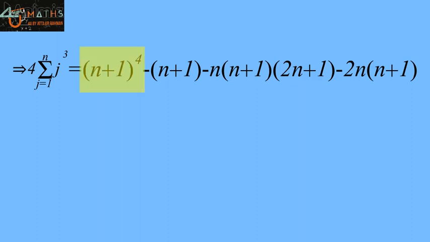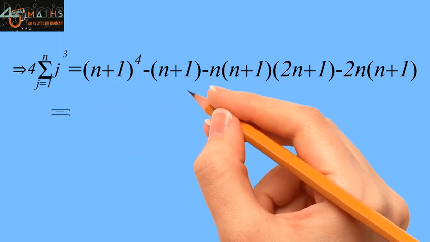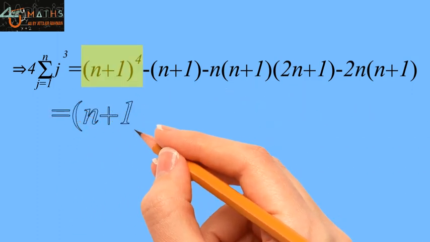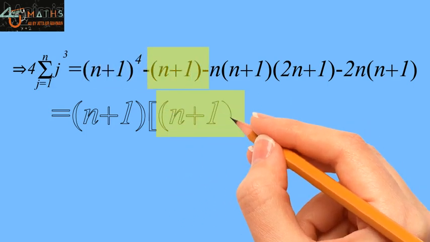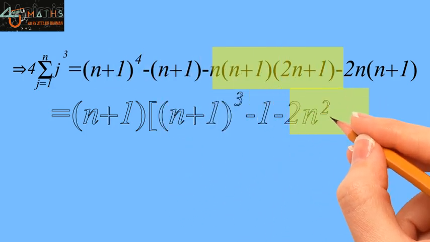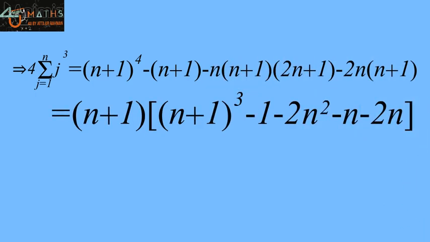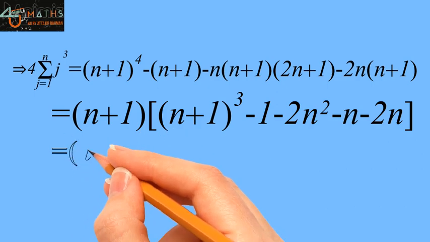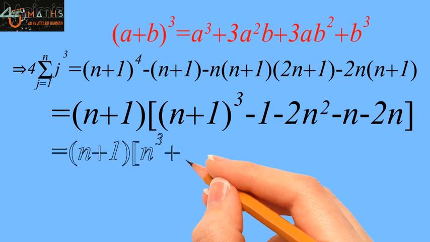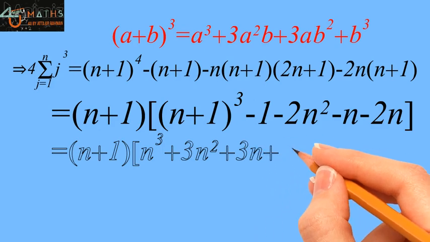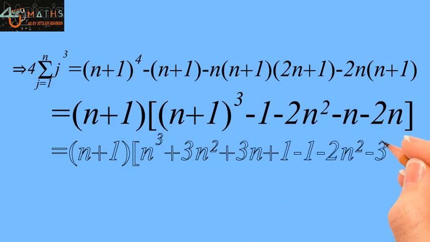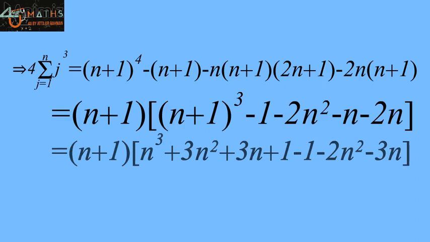Categorically, it is quite clear that n plus 1 is a common factor among these terms. So taking this out as a common factor, this is equal to (n plus 1) into [(n plus 1) whole cube minus 1 minus 2n square minus n minus 2n]. Further, it is equal to (n plus 1) into [n cube plus 3 times n square plus 3 times n plus 1 minus 1 minus 2n square minus 3n].